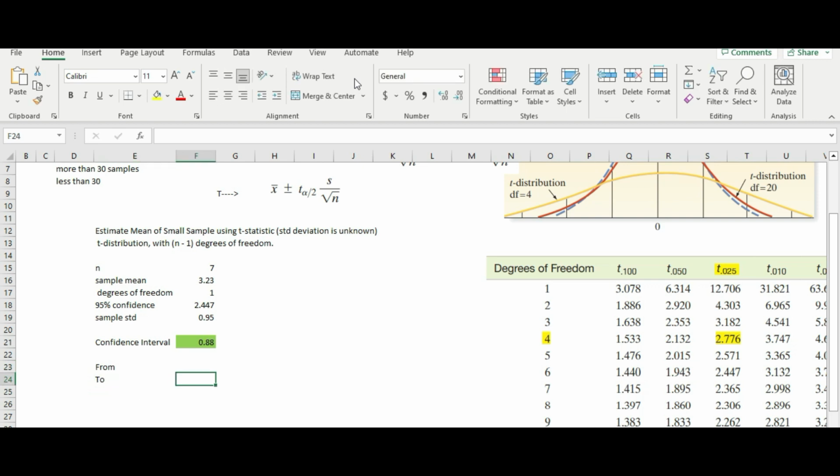Using the sample mean, we subtract and add the margin. So we can conclude that the confidence interval is 2.35 to 4.11. Within that range, with a 95% confidence level, the population mean will be found.